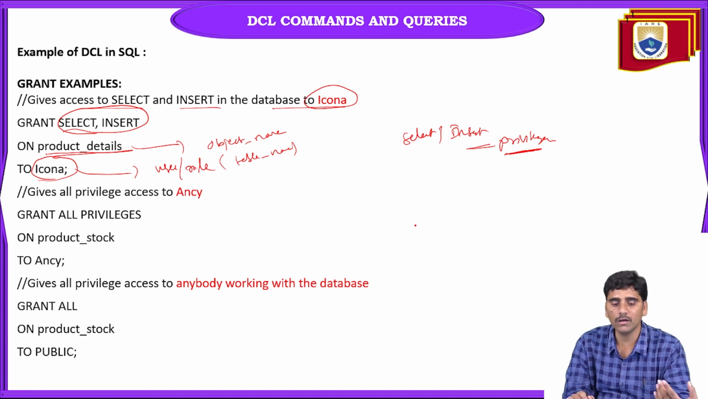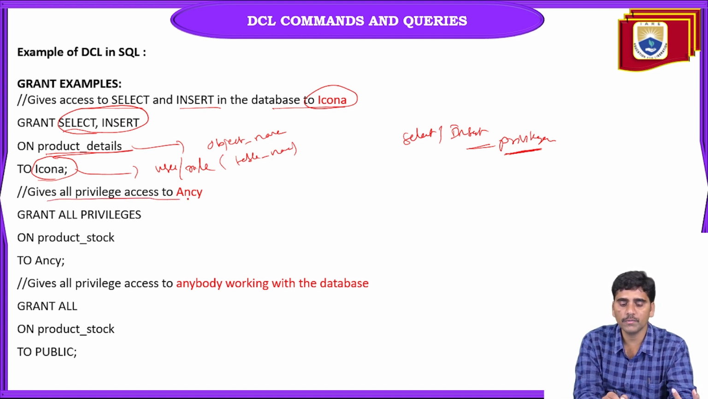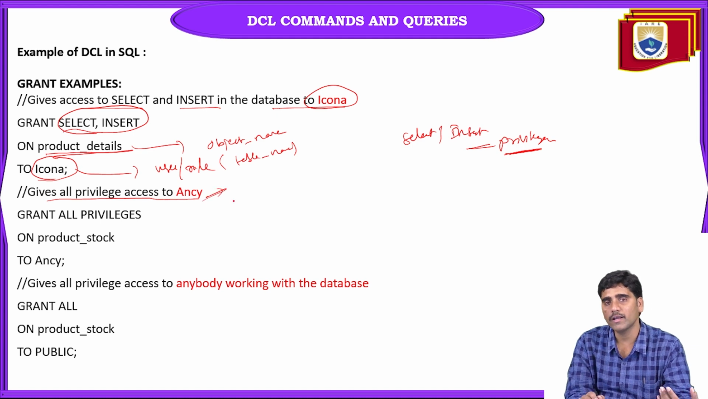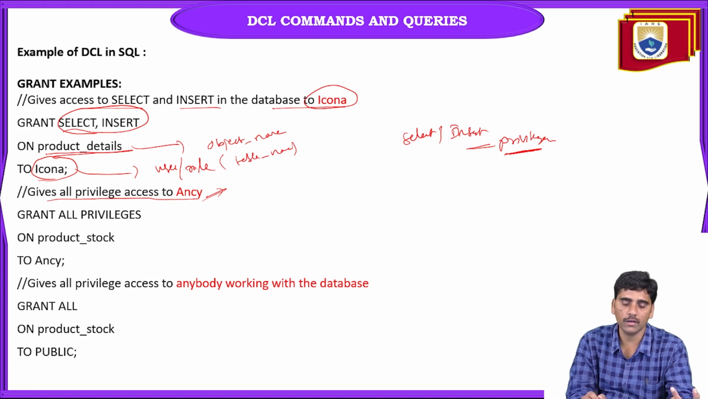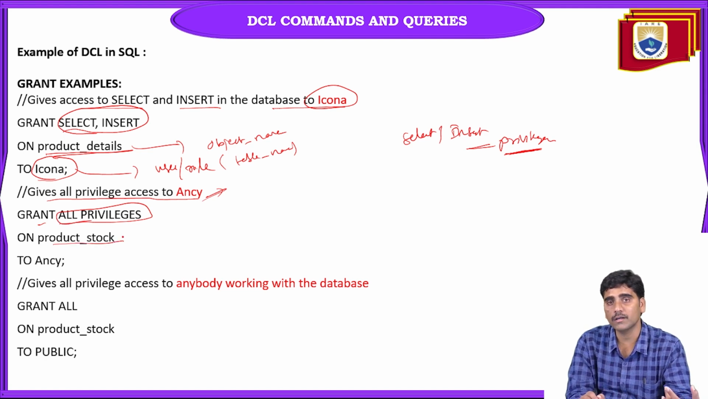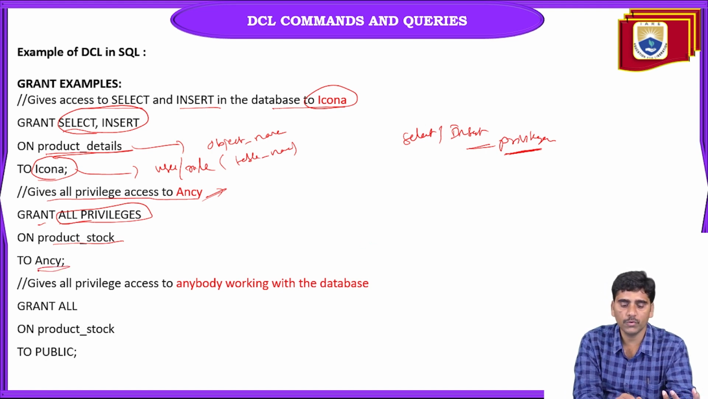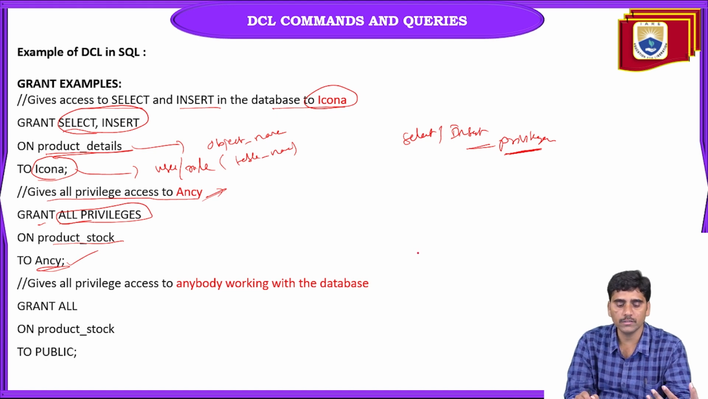If you want to give all the privileges, then give all privileges access to ANSI. So now ANSI is the user who will have access to all the permissions. Then apply: grant all privileges on what table? On the product_stock table, to whom? To ANSI. So to the user ANSI, we are granting administrator-level, all the privileges.